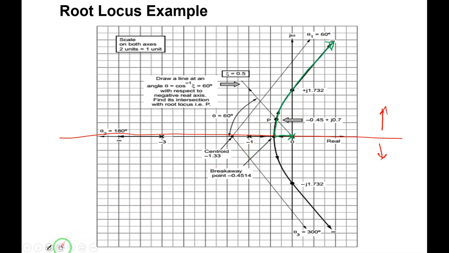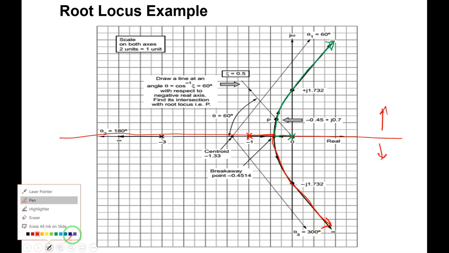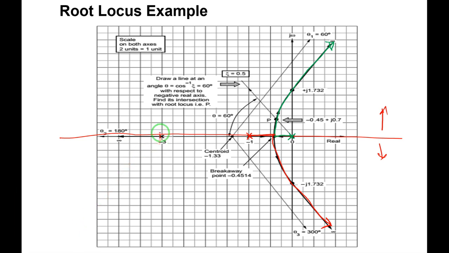Then next, another branch from this pole. The pole is here at -1. It starts here. It moves symmetrically in the downward direction. This is another branch, second branch. The third branch, I'll change the ink color. The pole is located here. It starts and moves towards infinity. So 3 branches are there.